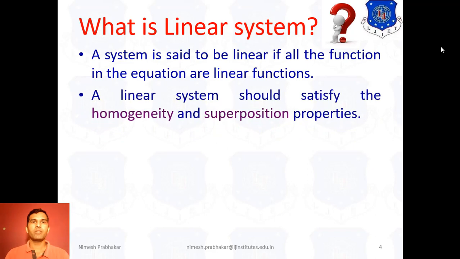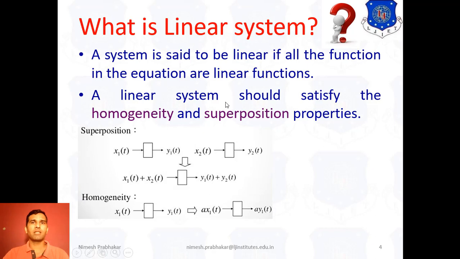In other words, a system is called a linear system if it satisfies two conditions: homogeneity and superposition property. If any system satisfies these two properties, homogeneity and superposition, then the system is said to be a linear system. Now what is homogeneity and what is superposition? Now we understand. This is the example for superposition and homogeneity.